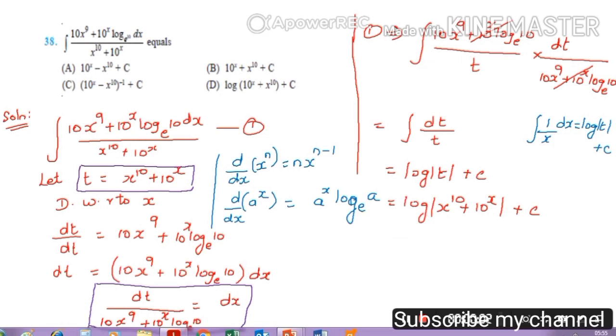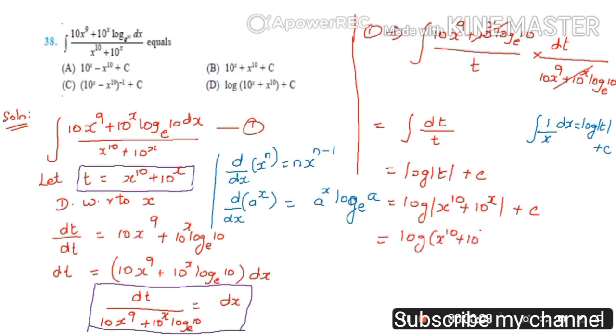So we get log of x power 10 plus 10 power x plus c. So this is nothing but option D, which is the correct answer.